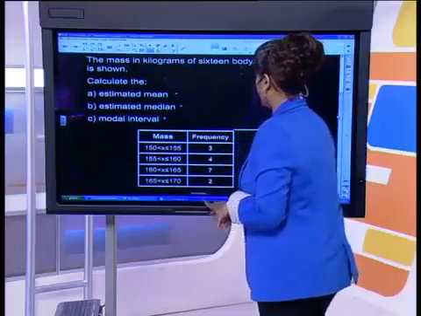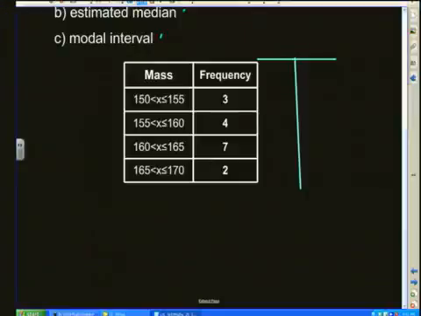Okay, so we've got what's called a frequency table. We've got the mass, we've got the frequency. Frequency is how often that certain interval numbers occur in that interval. We've got our mass of 150 and x. Your mass is between 150 and 155. The frequency that happens with is 3. So in other words, 3 people have a mass between 150 kilos and 155 kilos.